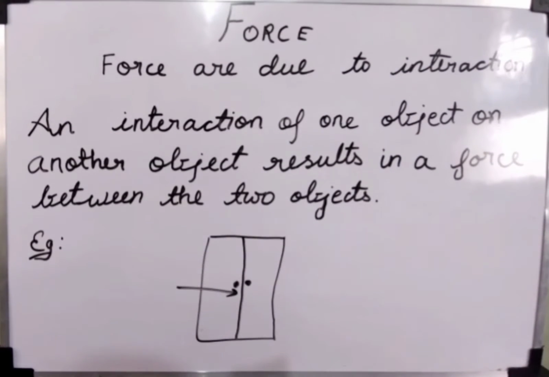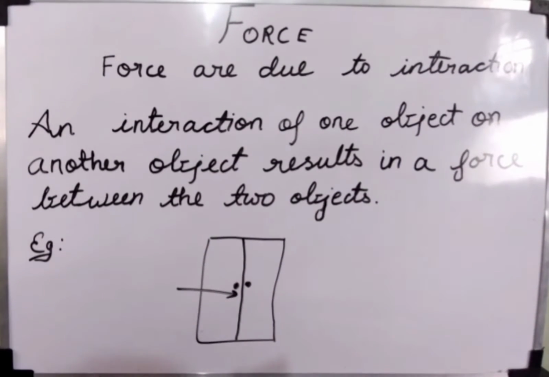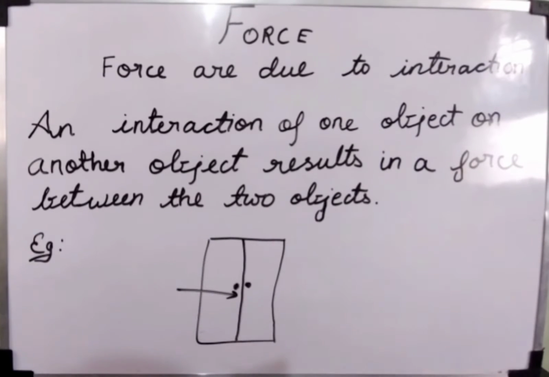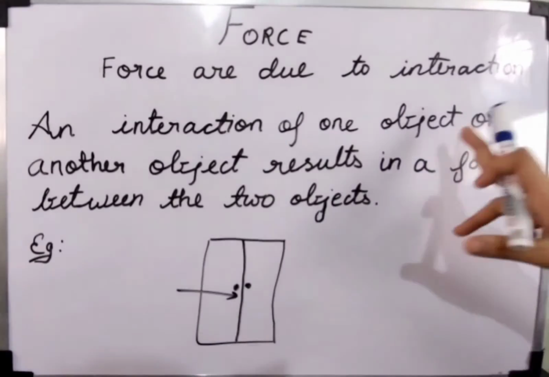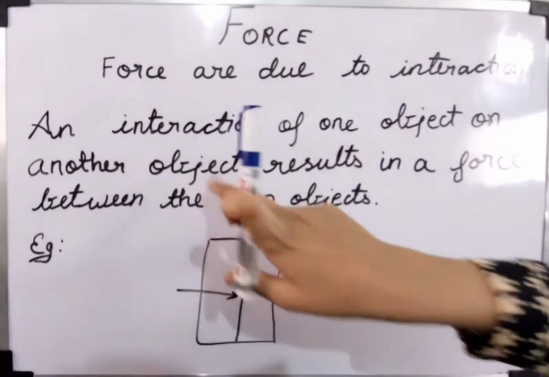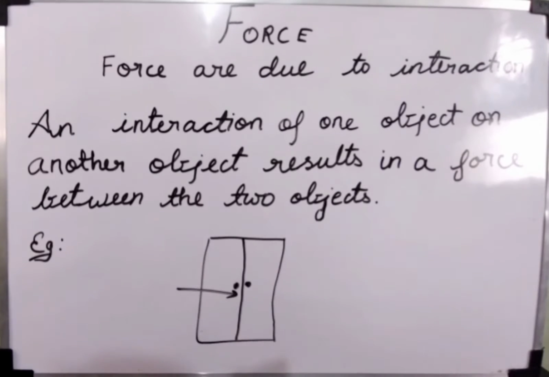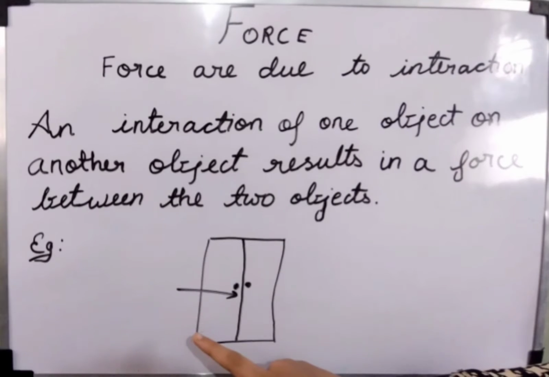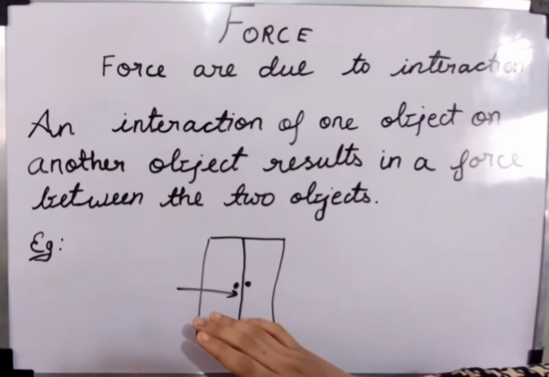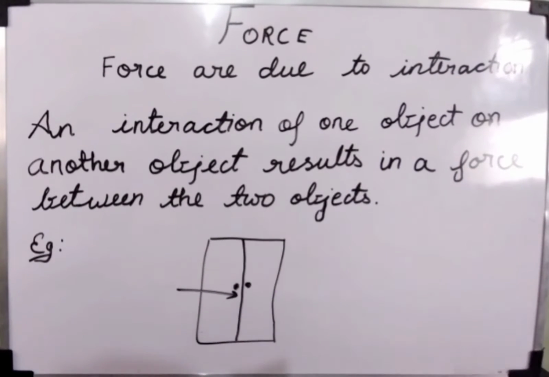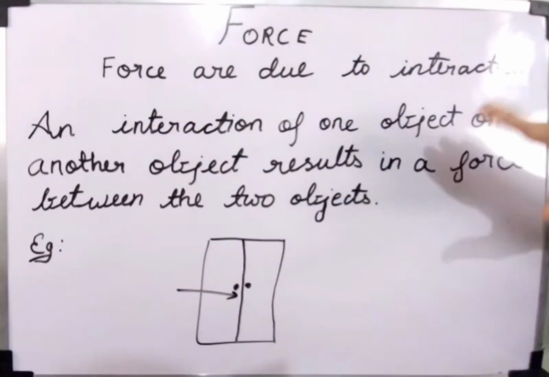Forces are due to interaction. How can we say that the forces are due to interaction? An interaction of one object on another object results in a force between the two objects. Let's think the one object is a man and the other object is a cupboard. The man comes near the cupboard and simply stands there, so the cupboard will not open by itself. When the man interacts with it, he pulls the door and the cupboard opens. So by this we can understand the forces are due to interaction.